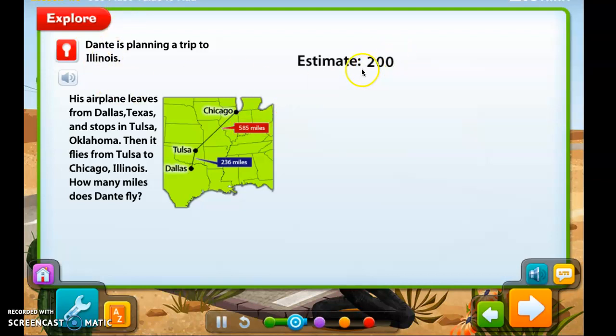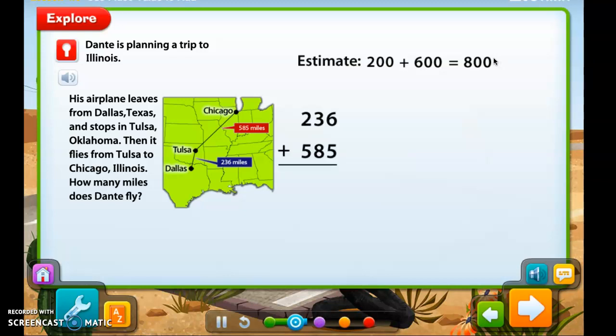236 rounded to the nearest hundred is 200, because the 3 tells the 2 to stay the same. And 585 rounded to the nearest hundred is 600, because that 8 brings it up to 600. The sum of 200 and 600 is 800. That means the total number of miles Dante flies should be about 800.